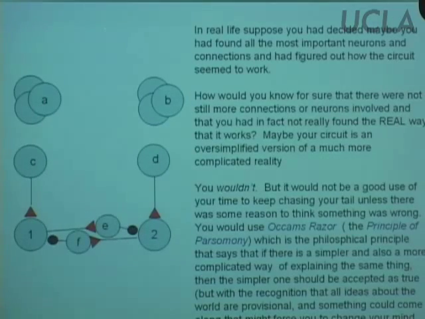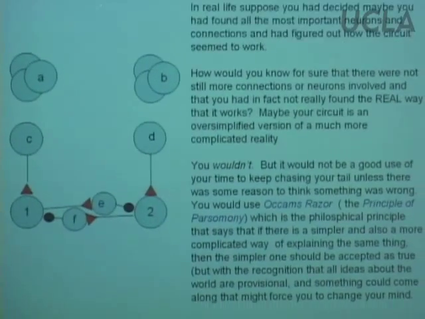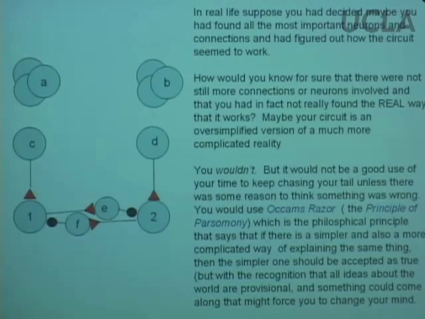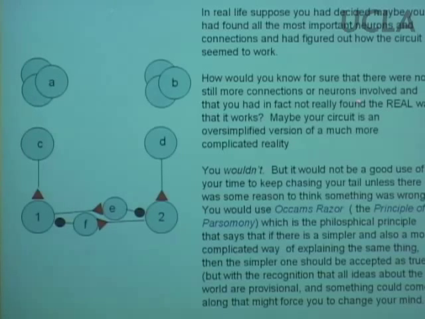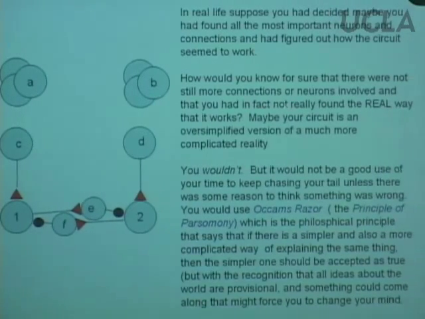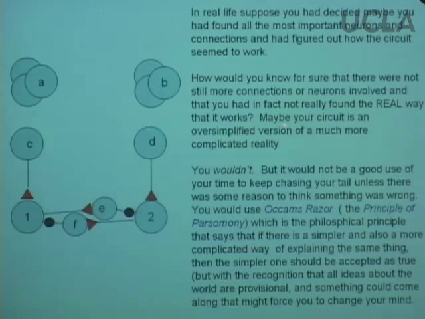Now, last point, which Dr. Grisham has already made, but I want to make it once more. Suppose that you get all through, and you think you've got it all worked out, or suppose this happened in real life. You decided maybe you found all the most important neurons and connections and figured out how the circuit seemed to work. How would you know for sure that there were not still more connections or neurons involved and that you had not in fact found the real way that it works? Maybe your circuit is just an oversimplified version that is just a little part of a much more complicated true reality. How would you know? And the answer is you wouldn't.